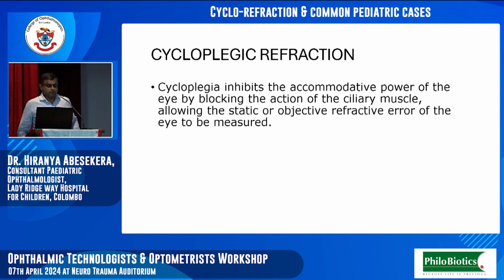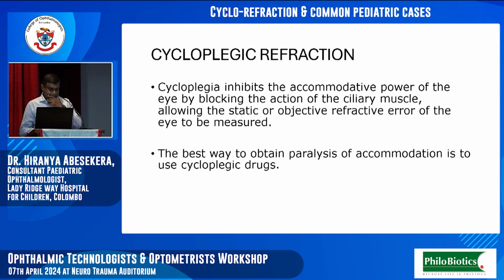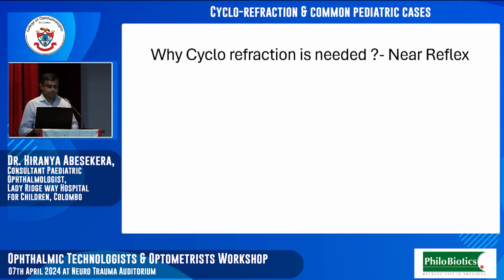So cycloplegic drugs inhibit the action of the ciliary muscle. The curvature of the lens stays the same when you are doing the refraction. So we use certain drugs to paralyze or weaken the ciliary body muscle. With that help, we keep the thickness of the lens the same throughout the refraction.